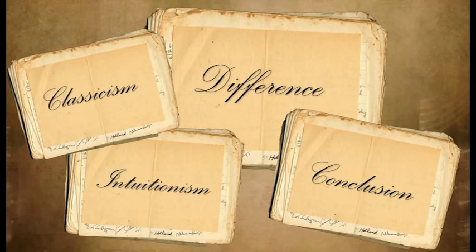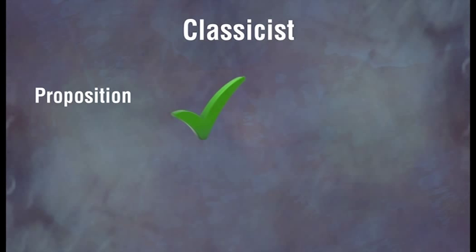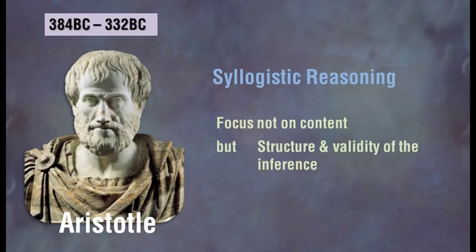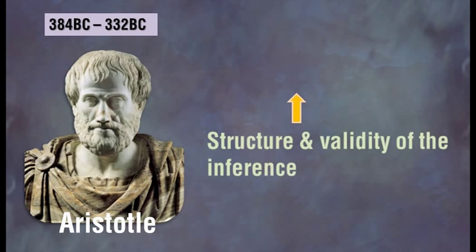Okay, let us go to the topic proper. Firstly, I'll introduce the classicist. Classical, or so-called the traditional logic, is a system of determining the validity or invalidity of conclusion deduced from two or more statements. It began way back from 384 BC to 332 BC with a famous Greek philosopher named Aristotle, who came up with the rules of correct syllogistic reasoning. Its focus is not on what is stated, but on the structure of the argument and the validity of the inference drawn from the premises of the argument. That is, if the premises are true, then the inference must also be true.